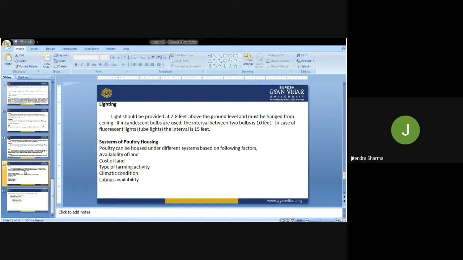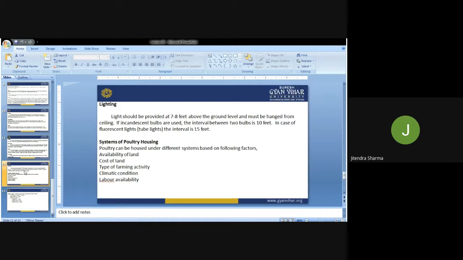Now lighting. Light should be provided at 7 to 8 feet above the ground level. It must be hung from the ceiling in case dense bulbs are used. The interval between two bulbs is ideally recommended to be 10 feet. In case of fluorescent or tube lights, the interval is sometimes about 15 feet.